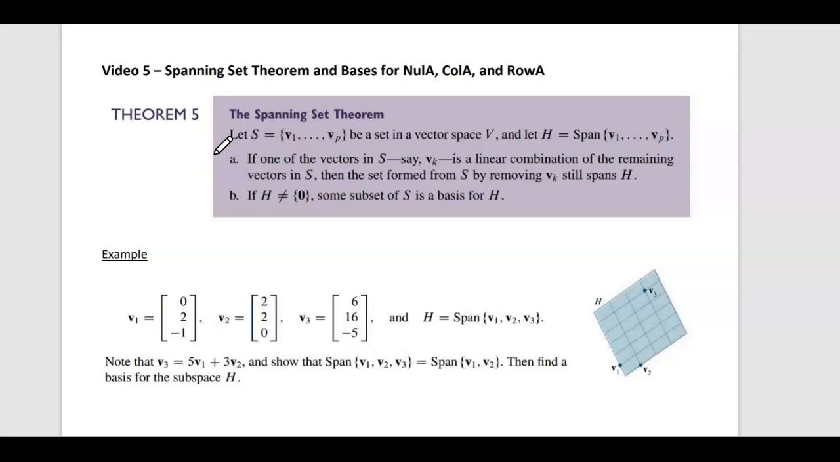And H can't be equal to just the empty set for some subspace, if S is a basis for H. So you can't just have the zero vectors in there and be done, okay, is basically what this means. So let's look at an example.